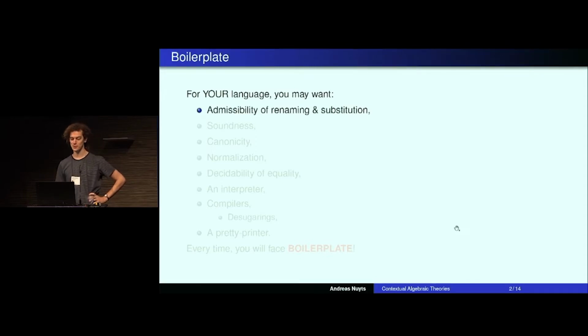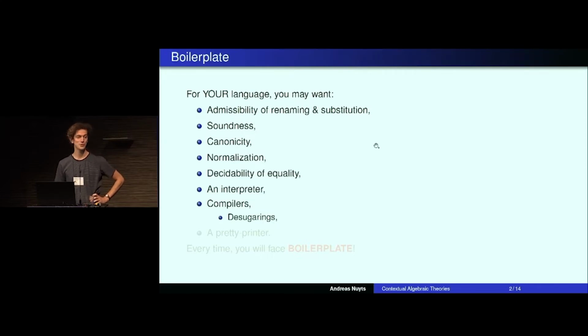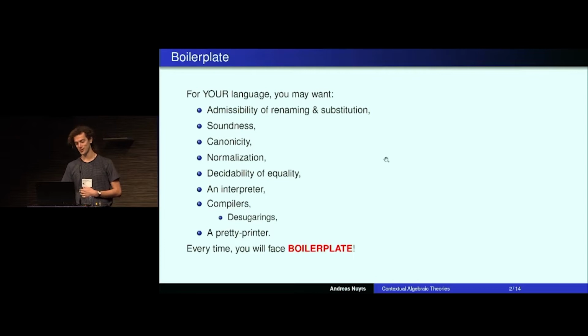are admissibility of renaming and substitution, soundness, canonicity, normalization, decidability of equality, maybe an interpreter or compilers, including desugarings, and a pretty printer. And every time you try to formalize or implement one of these things, you will face boilerplate.